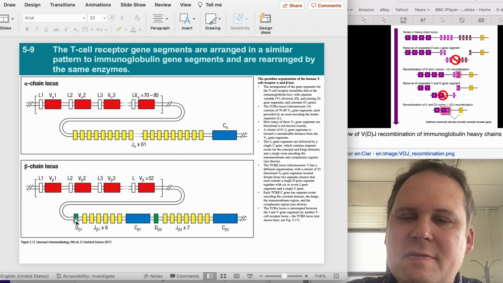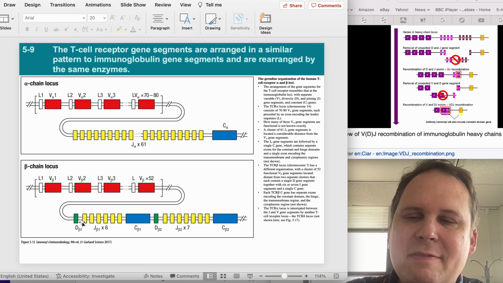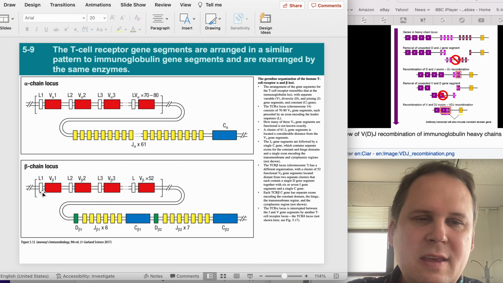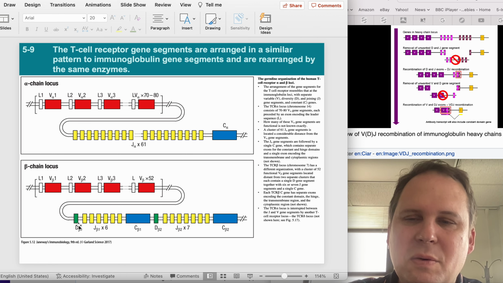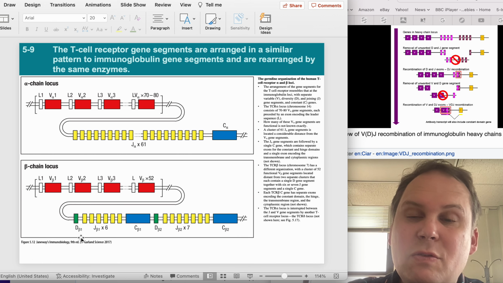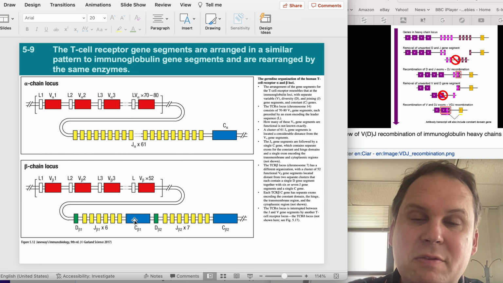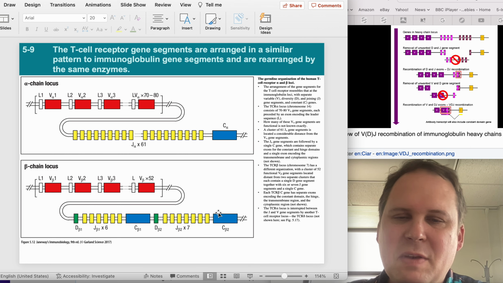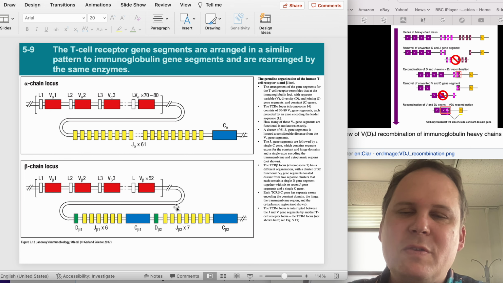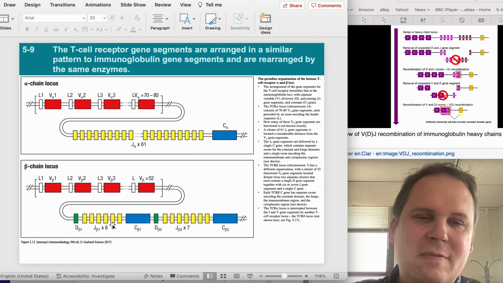So a diversity region will have a certain number of join regions after it. And if the recombinase, if RAG1 and 2, select this diversity region as the one they're going to commit to, that's fine, and they'll pick one of these join regions, usually one that comes right after it, and hook it up to the constant region that comes right after that. So usually this constant region will go with one of these joins, which will go with this exact D region, which will go with some random V region.